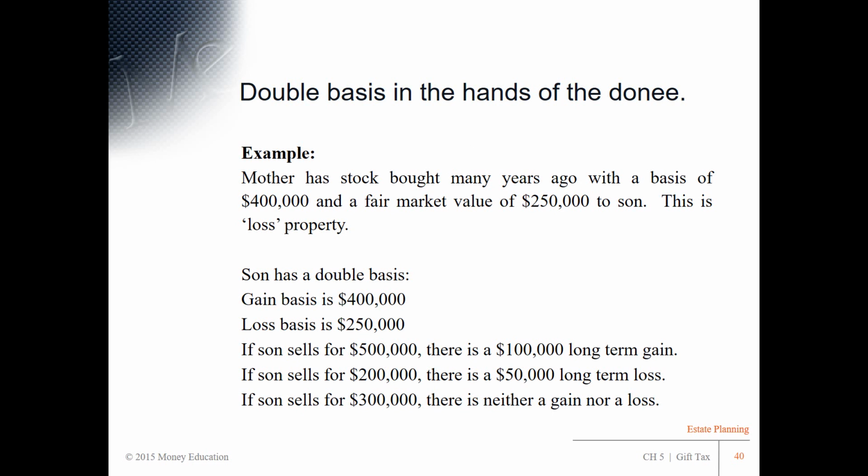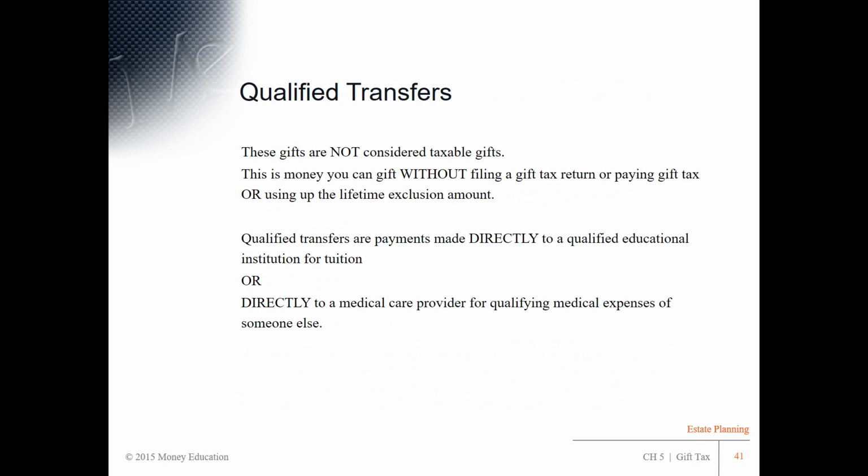So if the son sells for $500,000, there's a $100,000 long-term gain because you use the gain basis. If the son sells for $200,000, there's a $50,000 long-term loss because you use the loss basis. Now, if you sell for in between, if the son sells for $300,000, then there's neither a gain nor a loss.